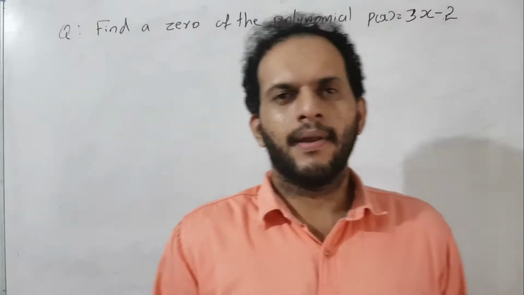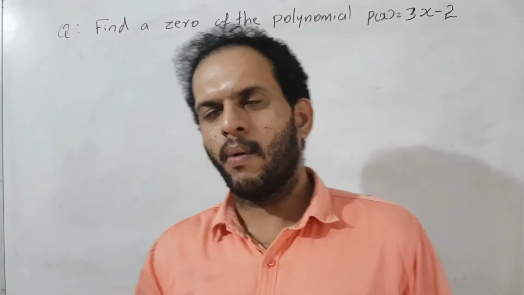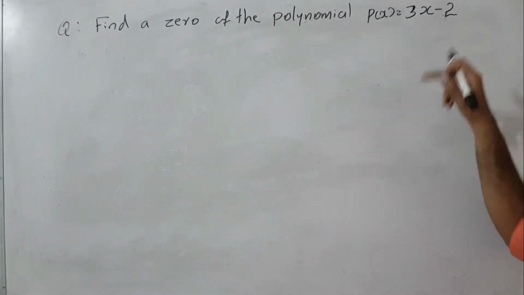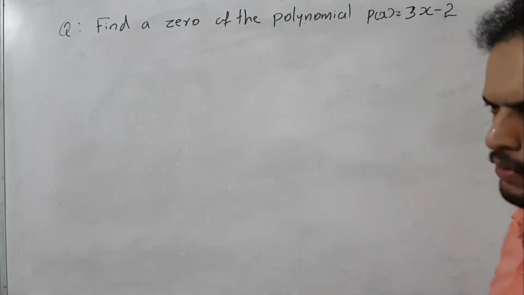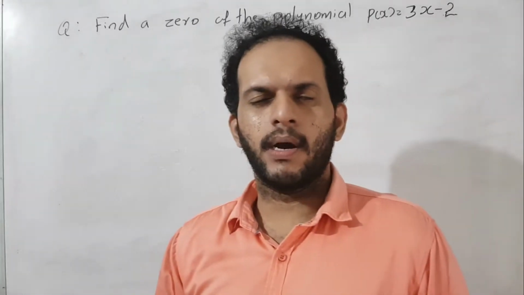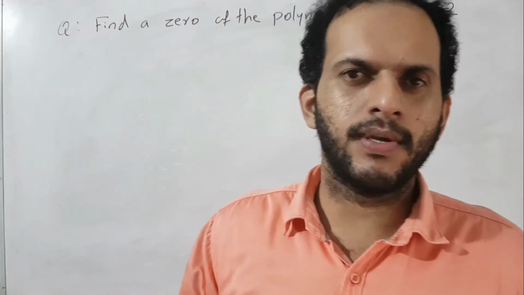Okay? Next, we find the zero of the polynomial p of x is equal to 3x minus 2. We have to find the zeros of 3x minus 2. Then how do we start?